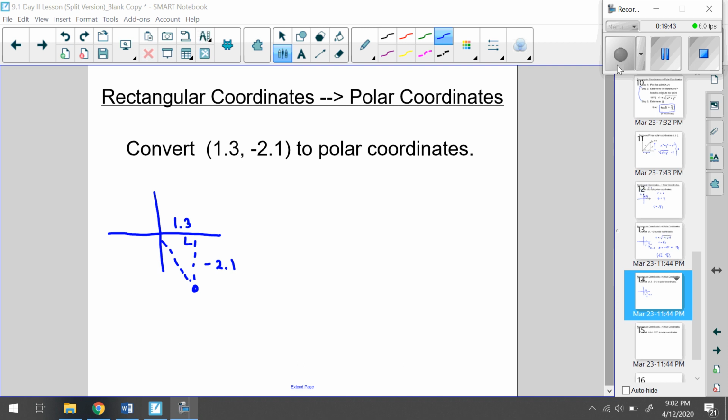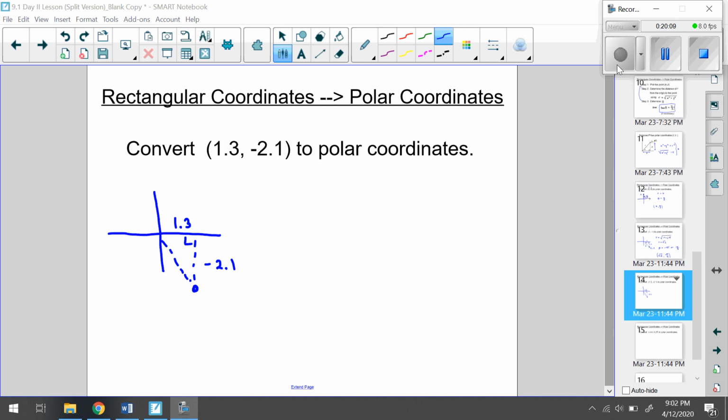All right, so here's our next example. The coordinates are 1.3 and -2.1, and they're telling us to convert to polar coordinates. Now you might be wondering, didn't we have a problem like this a little while ago that looked very similar to this, but you were telling me it was already polar coordinates. So how am I supposed to know if it's polar coordinates or rectangular coordinates? Is negative 2.1 y, or is it the value of the angle in radians?